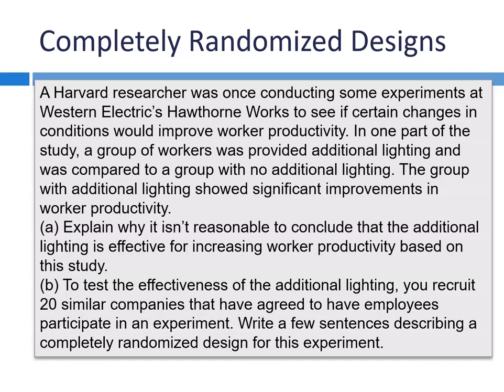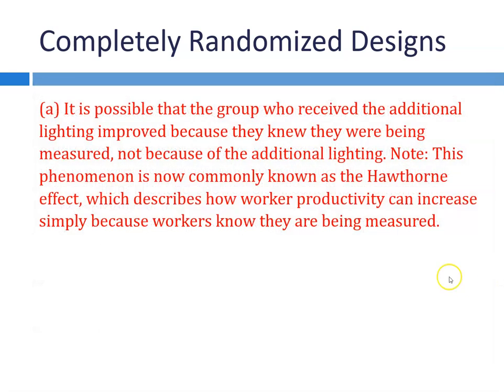And then, in order to test the effectiveness, we're going to recruit 20 similar companies that have agreed to have employees participate in an experiment. We want to write a few sentences describing a completely randomized design for this experiment. So the first part: why isn't it reasonable to conclude that it's effective? Well, it is possible that the group who received the additional lighting improved because they knew they were being measured, not because of the additional lighting.